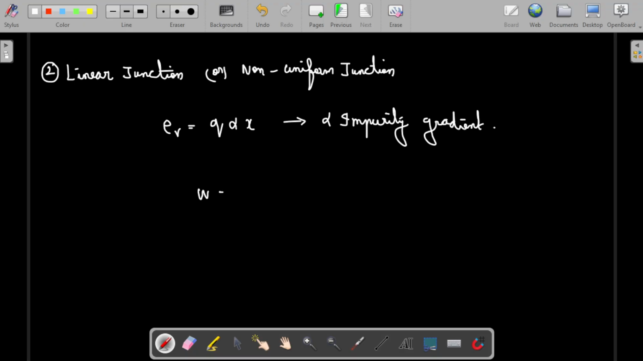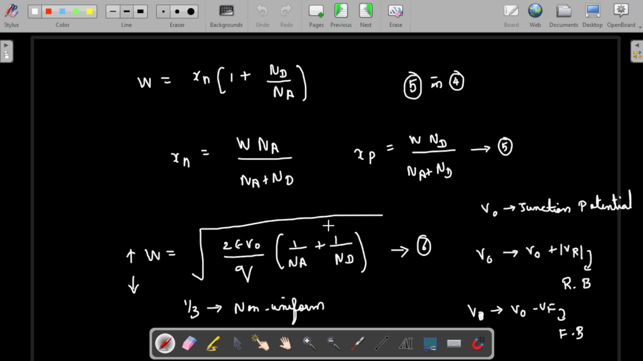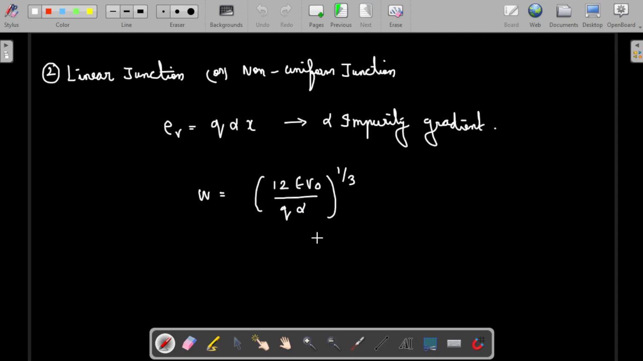Like last class I stated, W now will depend on the cubic root. The value will be (12 epsilon V naught divided by q alpha) whole power 1 by 3. There we have seen something with the square root, so this one is modified: (2 epsilon V naught by q alpha) to the power 1 by 3. This is the only change that we can see in the junction of diodes.